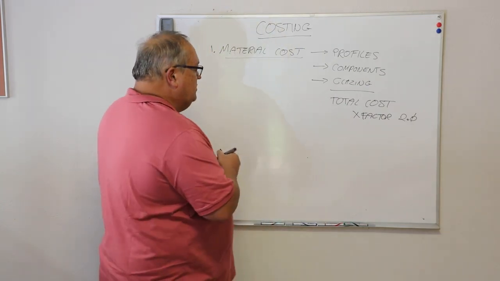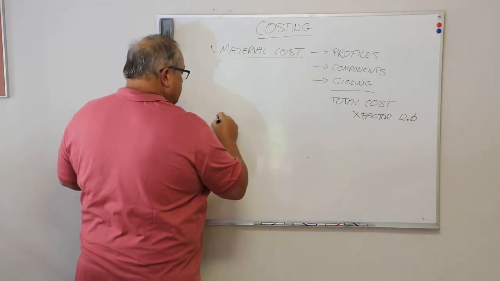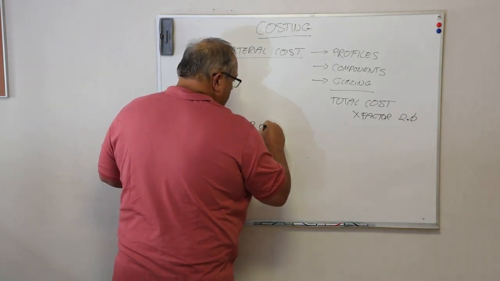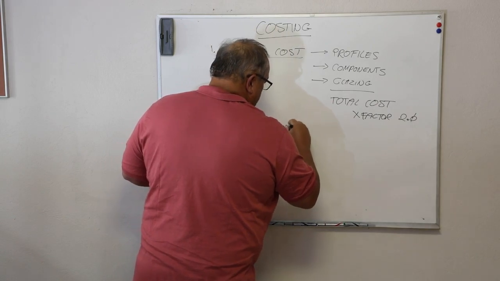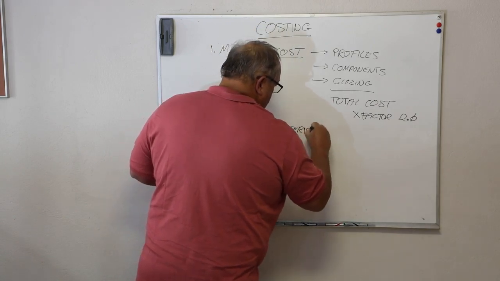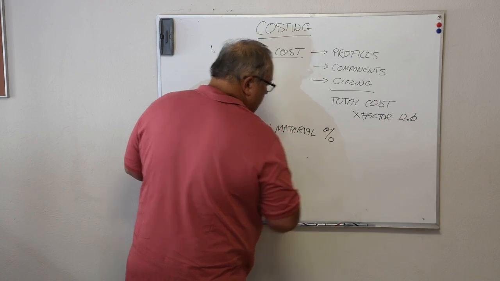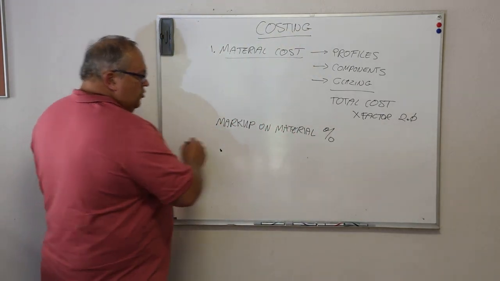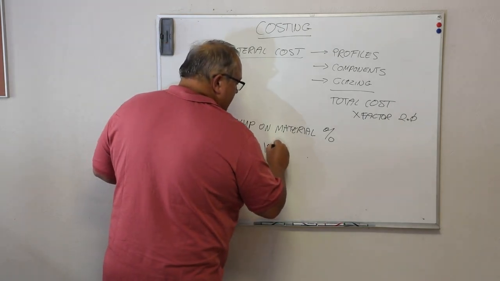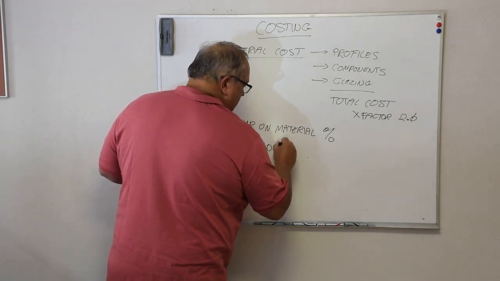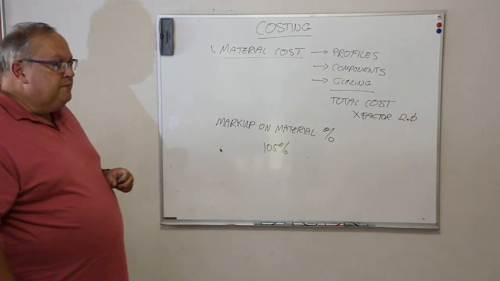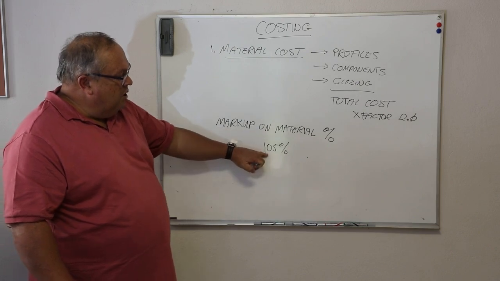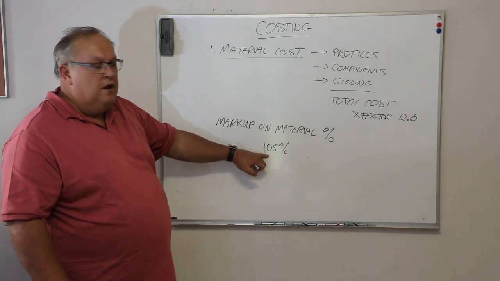And in fact, on your costing screen, it displays an entity called markup on material. And that's actually a percentage. So every job you do, it will say your markup on material is 105% on this job. So what does that mean? It means I've taken my material cost and I've marked it up 105%.